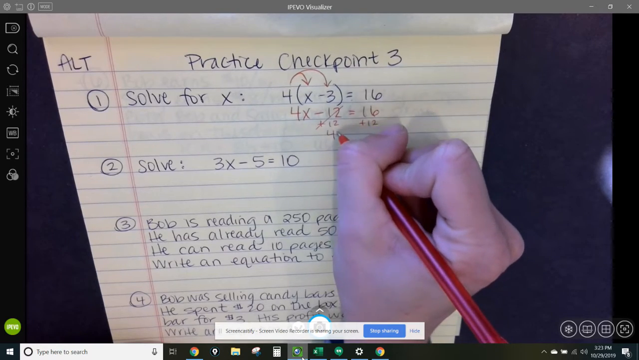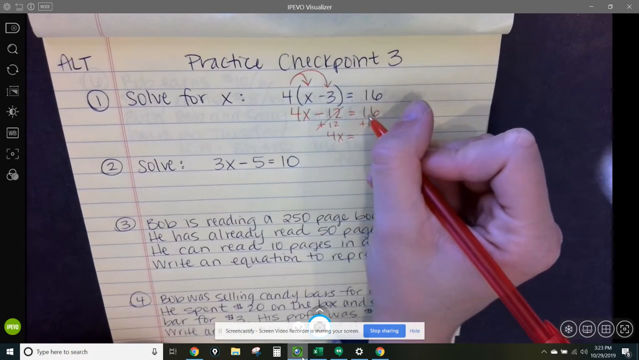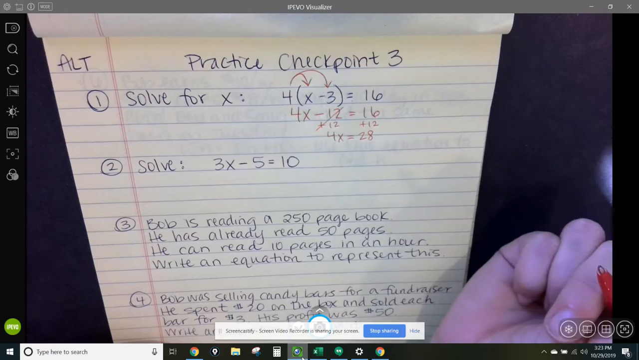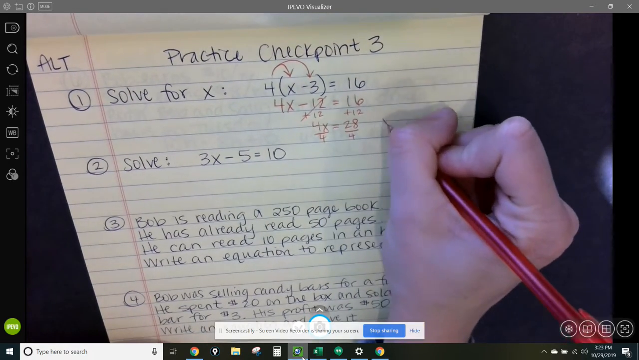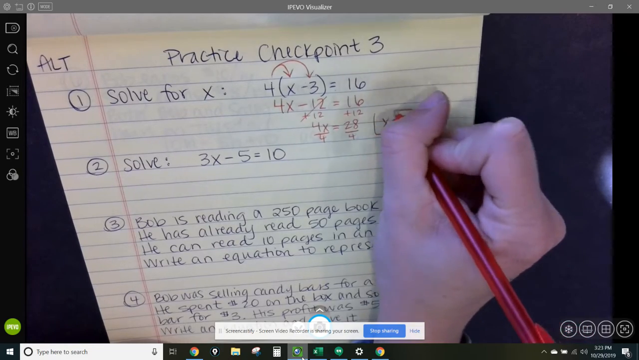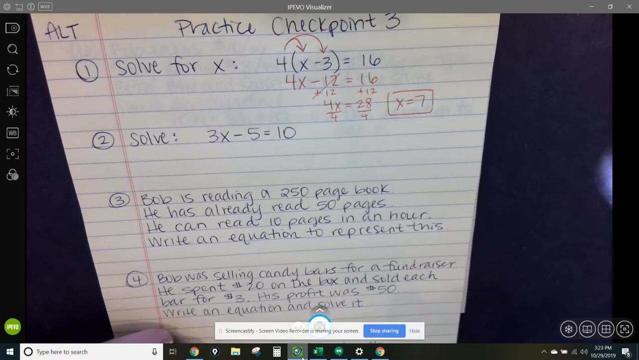So I'm going to add 12 to both sides. So I'm left with 4x equals 28. And last, divide by 4. So I get x equals 7. So that's what number 1 will be like.